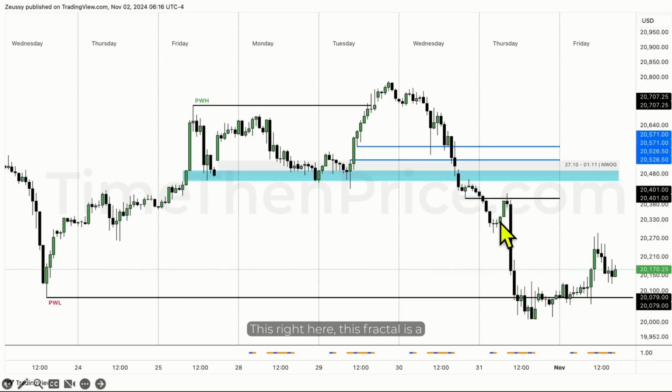This right here, this fractal, is a lower time frame market maker sell model because we expanded towards the downside, we displaced through this low, and therefore we anticipate that IPDA will seek to retrace into this low, offer buy side to then continue trending towards the downside. And this right here is a beautiful lower time frame market maker sell model.